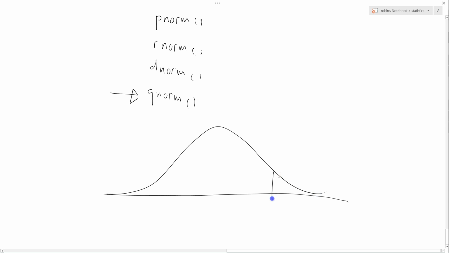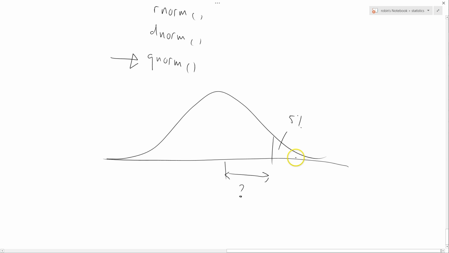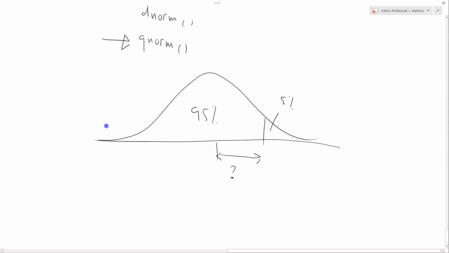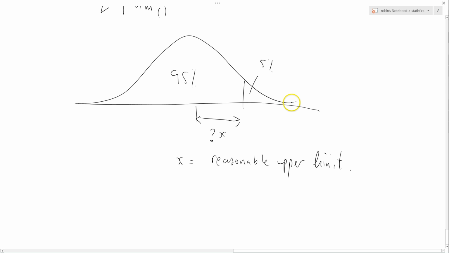There's my Gaussian. Let's just say I want to find a sort of reasonable upper limit to the Gaussian. I want to find how far you've got to go until only 5% of your distribution is greater than that value. So 5% is in here and 95% is in here. I'm going to call it x, and x is a sort of reasonable upper limit.